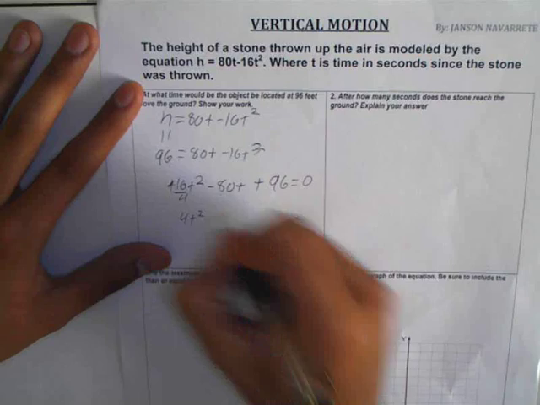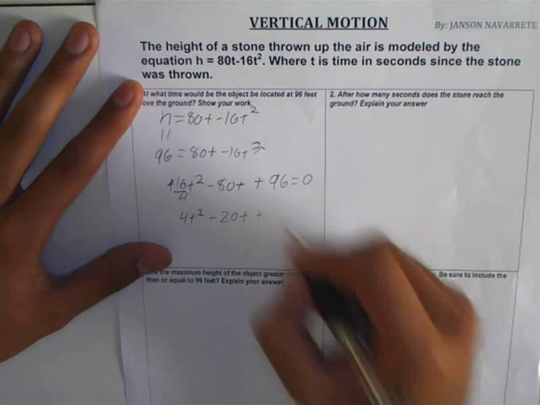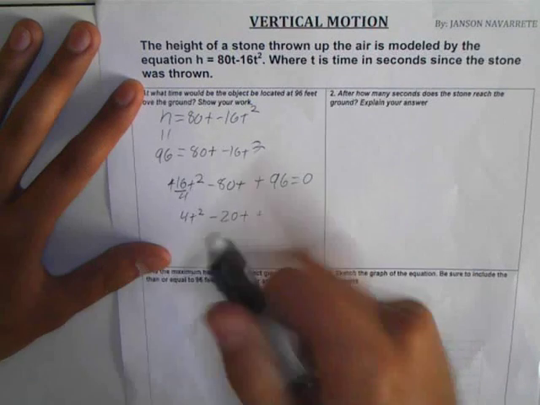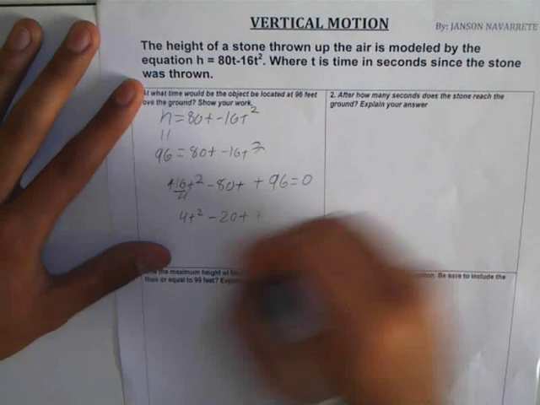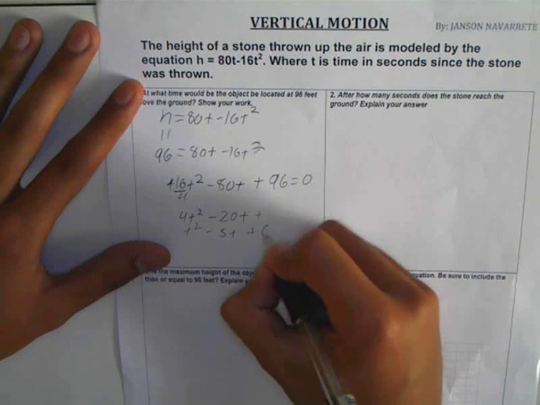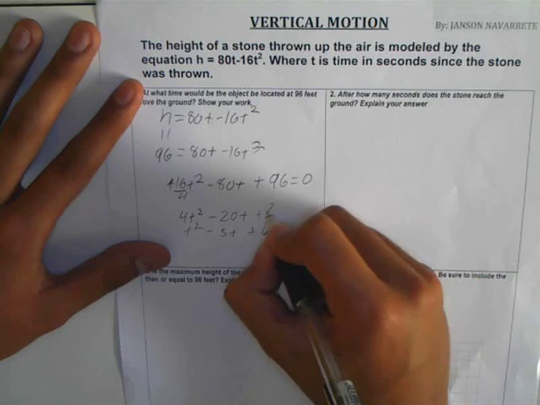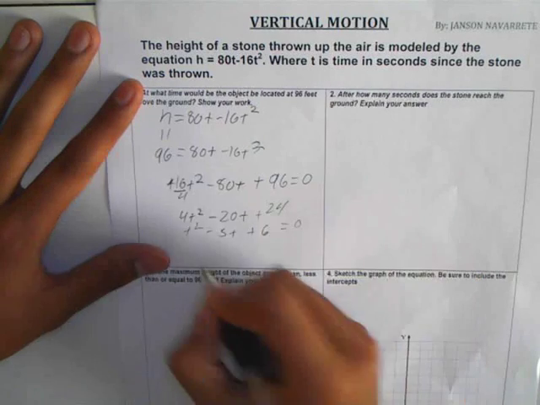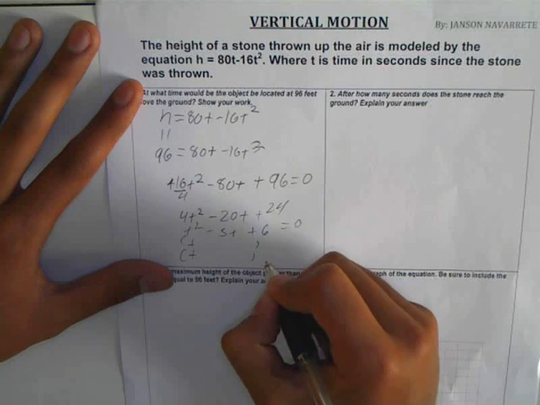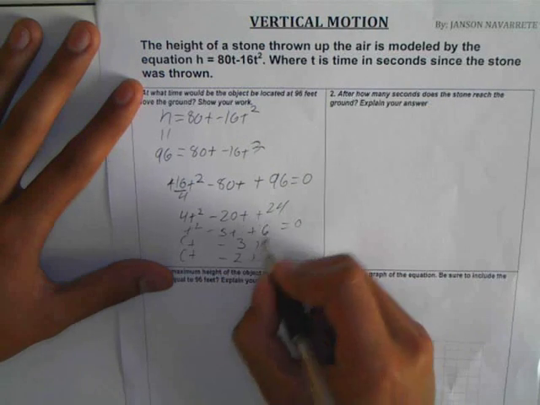You get 4t squared minus 20t plus 24, which would be t squared minus 5t plus 6. Then we've got to factor, and it'd be minus 3 and minus 2.